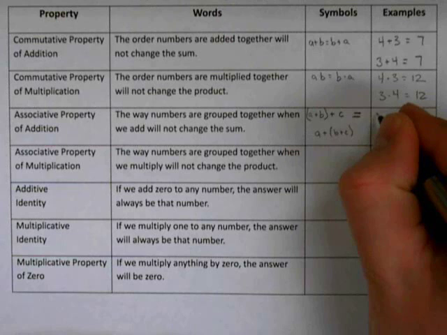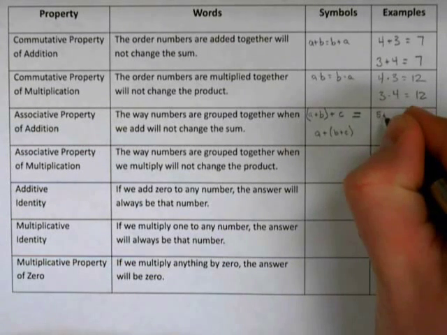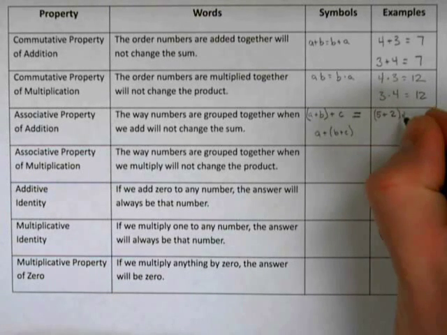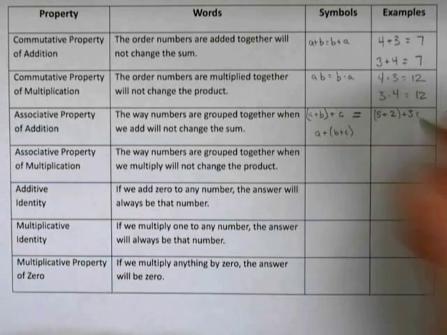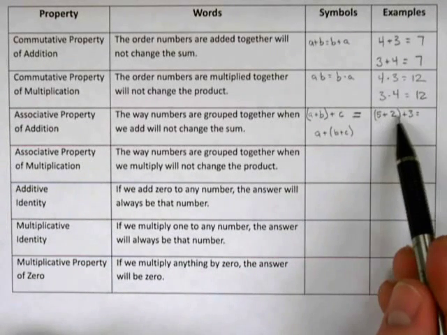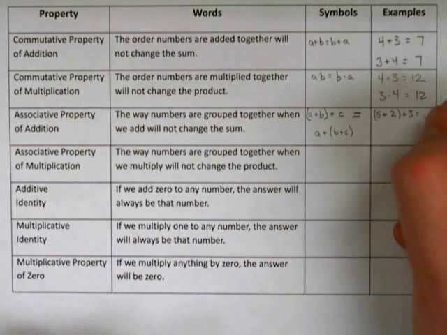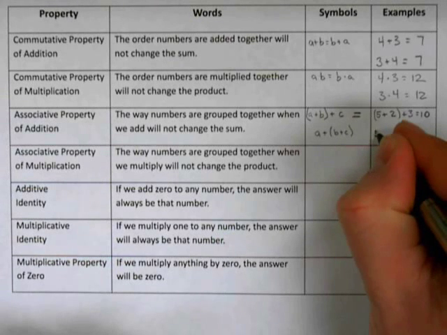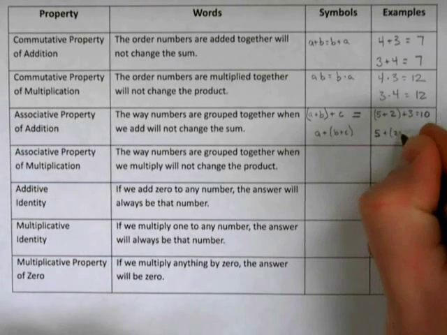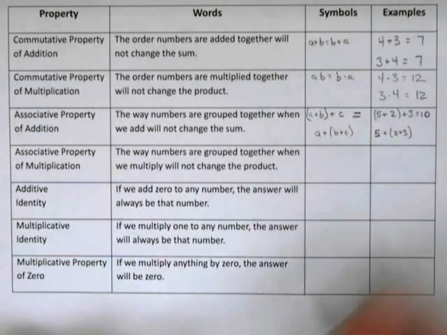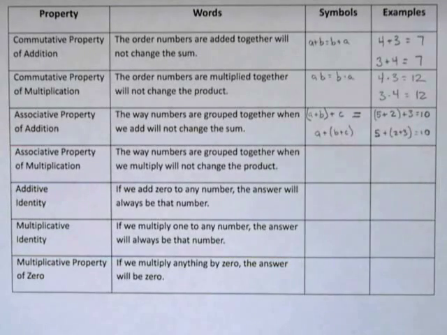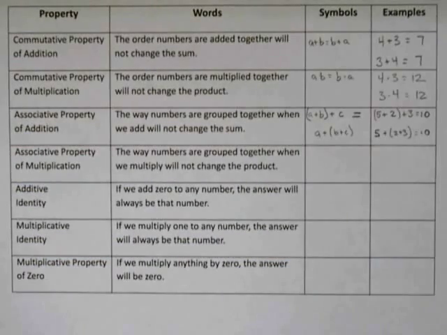So if we put in some numbers here, let's say a is 5, b is 2, and we'll say c is 3. If we take the sum, we have 5 plus 2, that's 7, plus 3, that's going to be 10. Now if we test it out the other way, we regroup it as 5 plus (2 plus 3). So 2 plus 3 is 5, plus 5 equals 10. So both stand true.